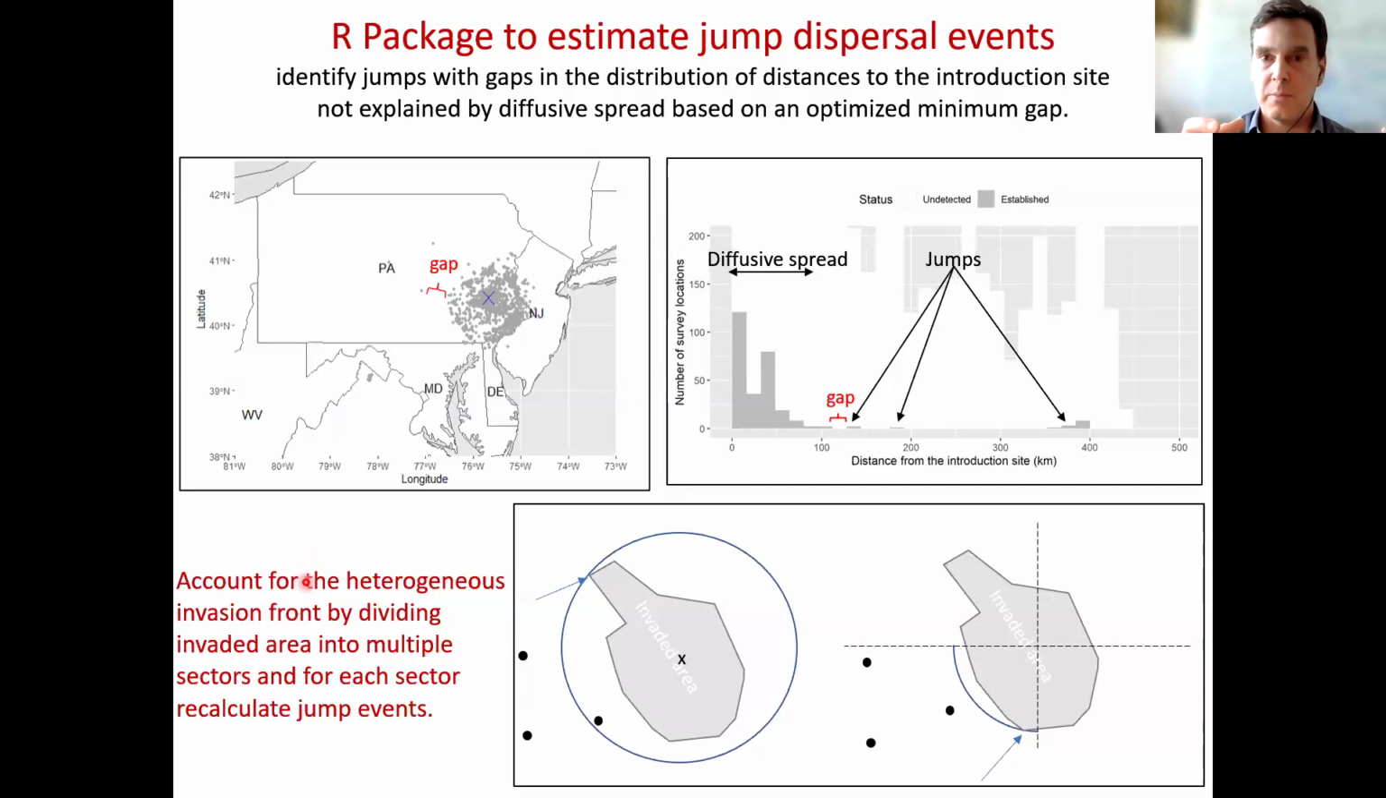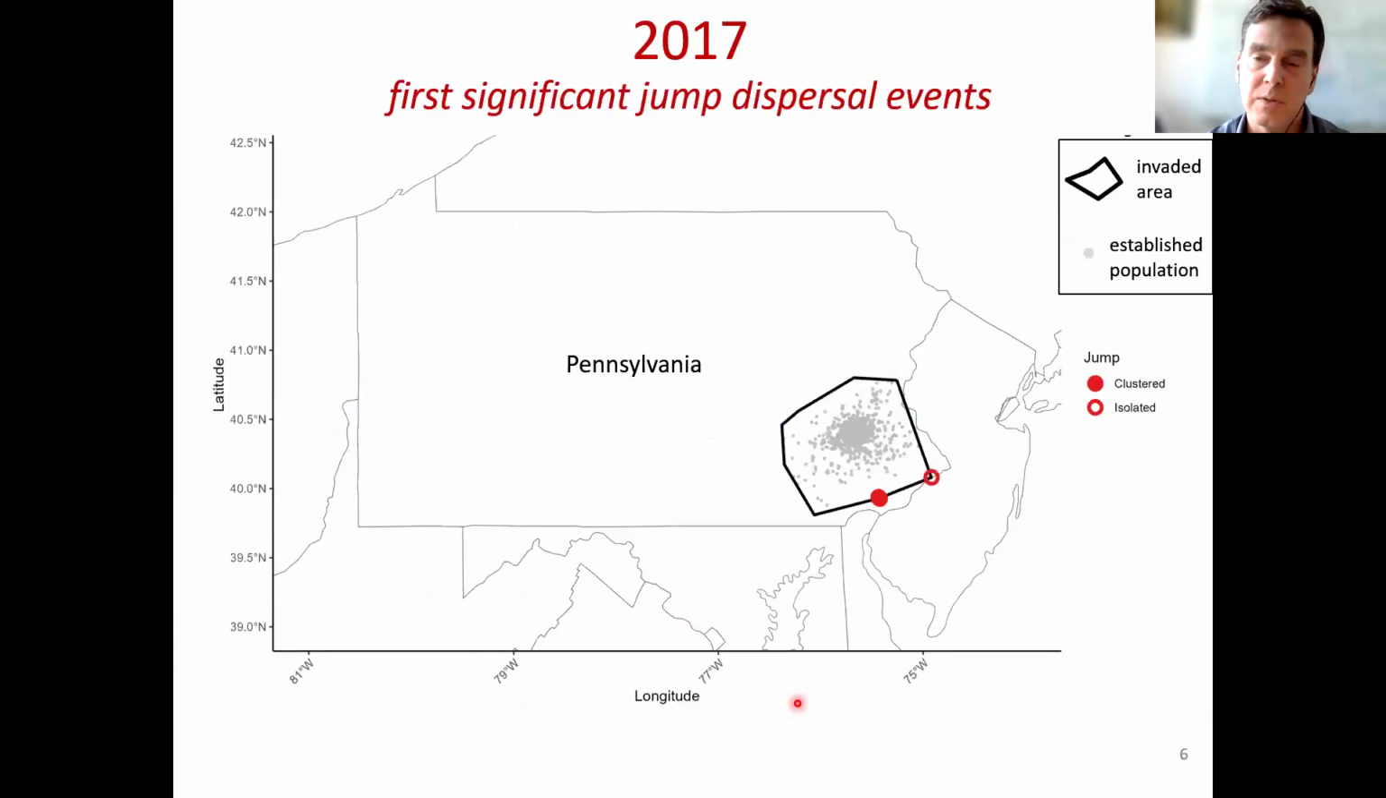And because the distribution of lanternfly spread, and most species spread, isn't fully uniform like a diffusion like you think of, it's heterogeneous, we take that distribution and essentially subdivide it into different sectors, recalculate those jumps, and then do optimization that way. Again, I'm hand waving how to do it, but we have a whole R package out there that allows you to do that.